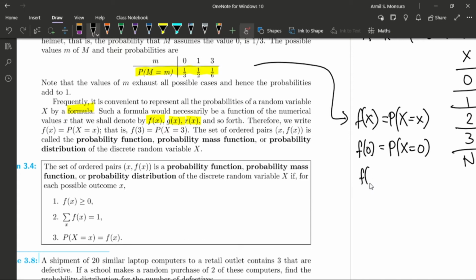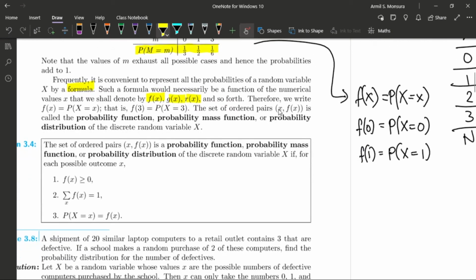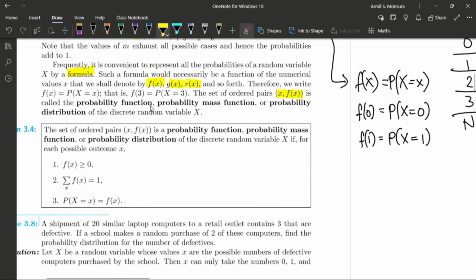Or if we evaluate f(1), that should result to the probability of your x assuming a value of 1. So if it is possible to write such a formula, then that is better. Although sometimes, especially in discrete probability distributions, we usually leave it in a table, where we denote our discrete probability distribution. So the set of ordered pairs (x, f(x)) is called the probability function, or the probability mass function, PMF.